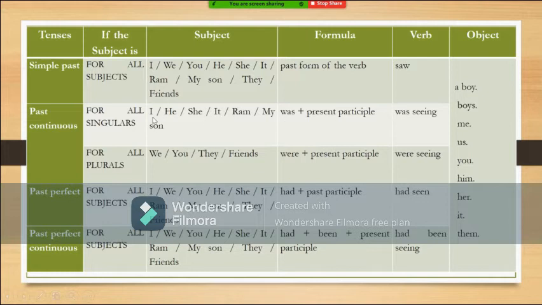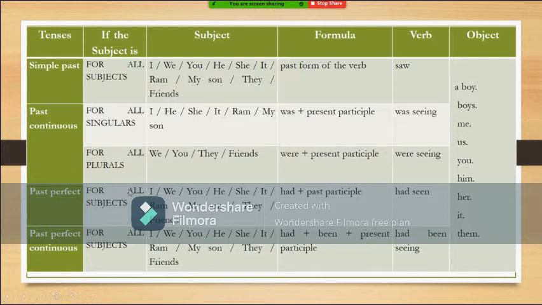He, I, let us take even I is singular. I was seeing. As I is singular, we have used was, and to indicate continuous tense, we have used seeing. Like that, we or you, they or anything. They is plural, so they were seeing. He was seeing, they were seeing. The only change is for the plural, where we have used were. For singulars, we used was. That is quite simple.